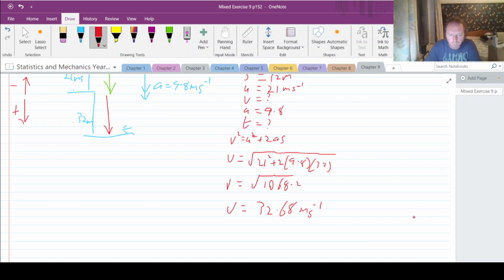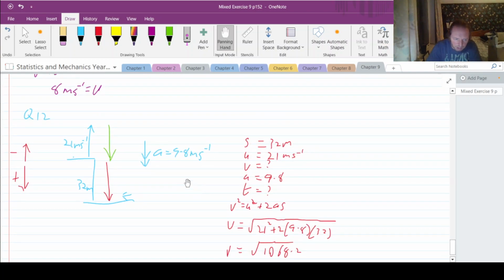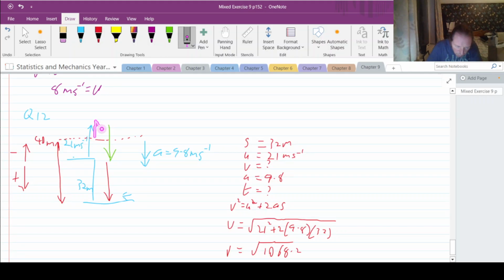Right, part B. The total time for which the pebble is more than 40 meters above the ground. So let's have a little look. We are looking for a distance here, which is going to be 40 meters above the ground. We could go between here and here. Now this is obviously 8 meters in here.